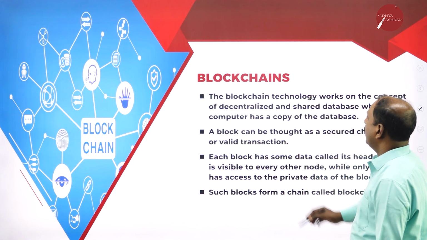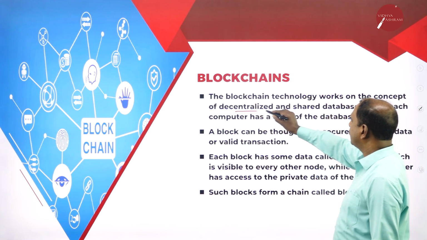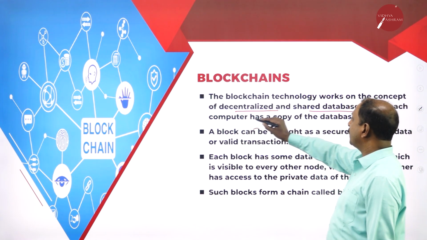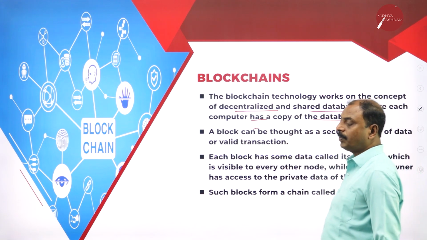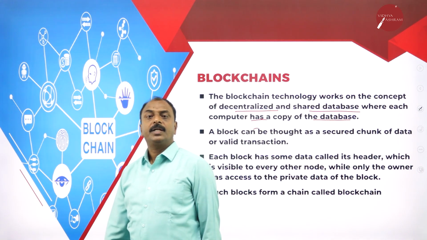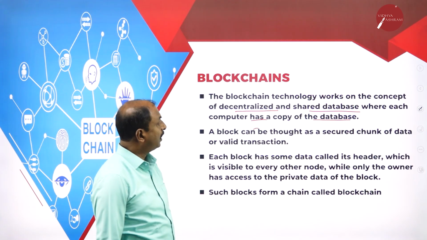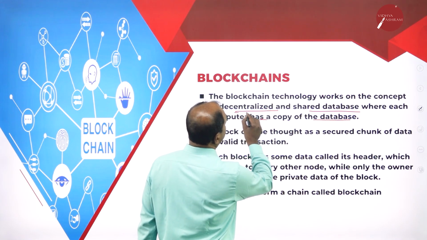So here, blockchain technology works on the concept of a decentralized and shared database, wherein each computer has a copy of the database. So it is also a type of network. What is a blockchain? It also forms a type of network with limited resources or limited computers. So it works on the concept of decentralization.